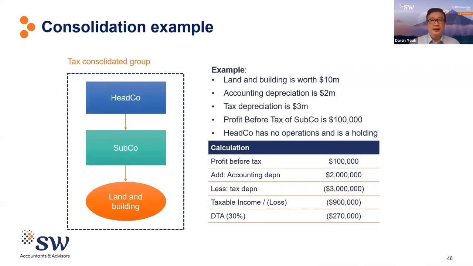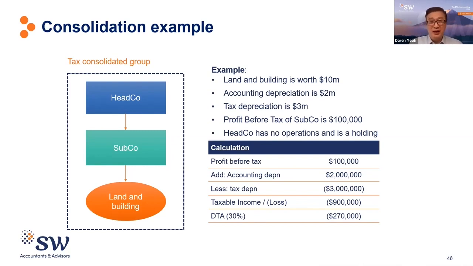Okay, so let's look at a simple example. Firstly, assume that head company does not have anything, no P&L within it. It is a simple dormant holding company. The subsidiary has land and building worth 10 million. And let's say accounting depreciation is 2 million and tax depreciation is 3 million. So accounting depreciation is less than tax depreciation. So this will reverse as more taxes in the future. So you have a deferred tax liability as a result of that.